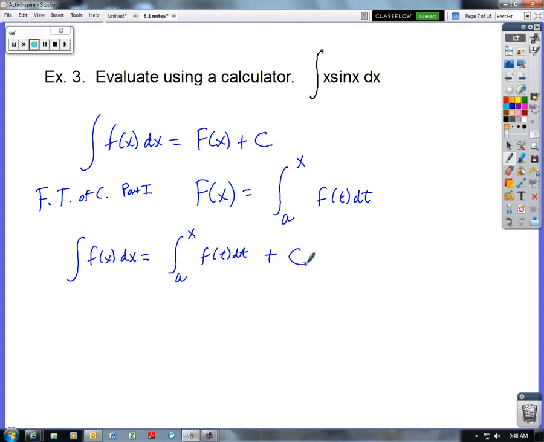So now let's talk about our function. Well, it's just going to be the integral. Now a, since we're going to put this in our calculator, we could choose any a we want. We do need to make up a number though. So I'm just going to use 0 because it's easy. And then x. And then f of t dt would be t sine of t dt.